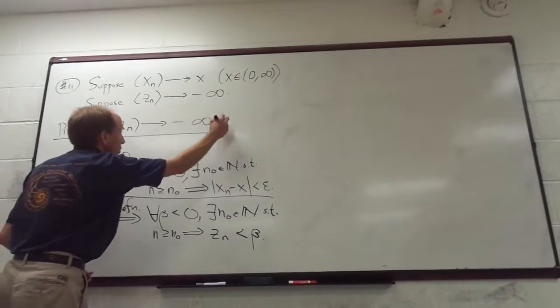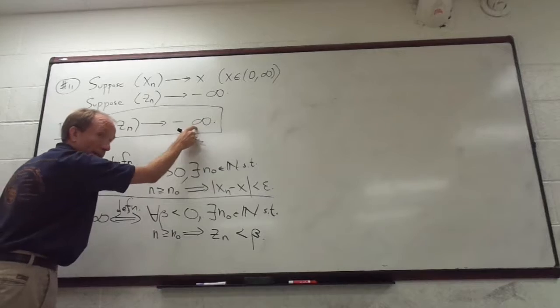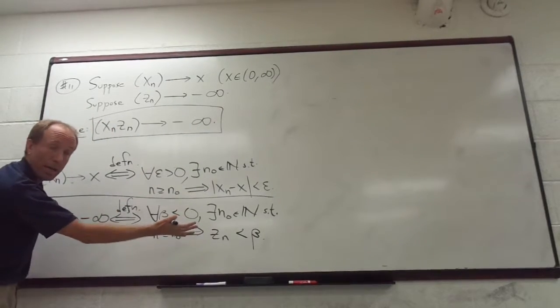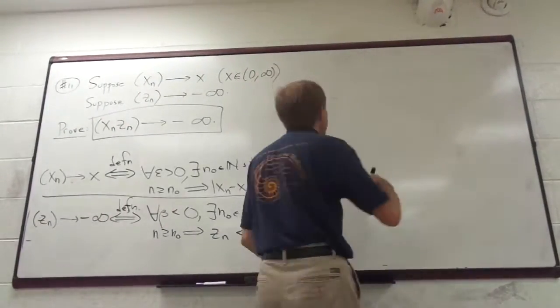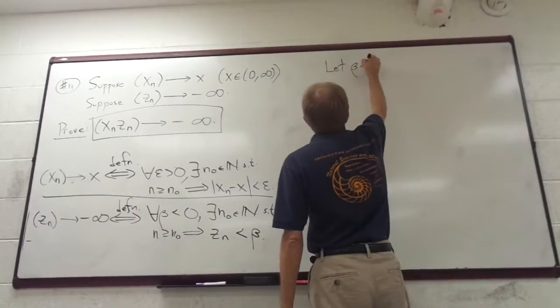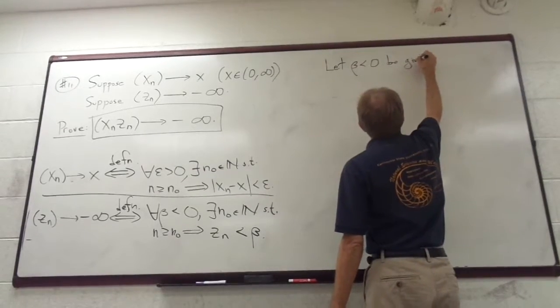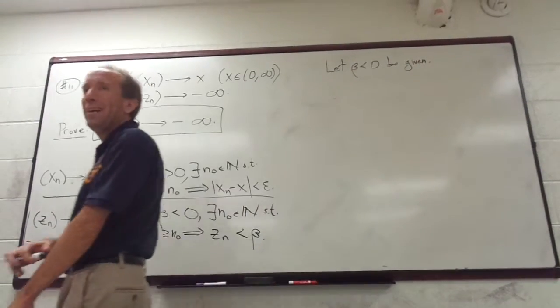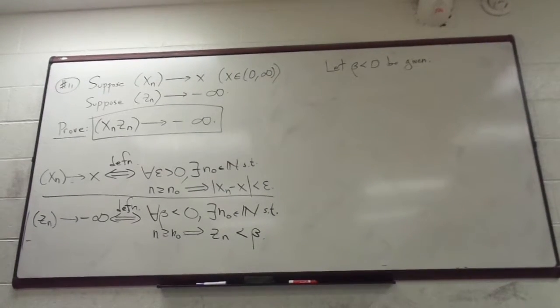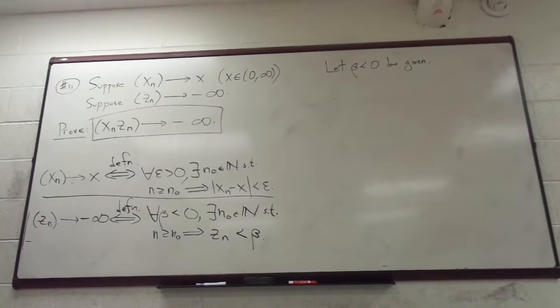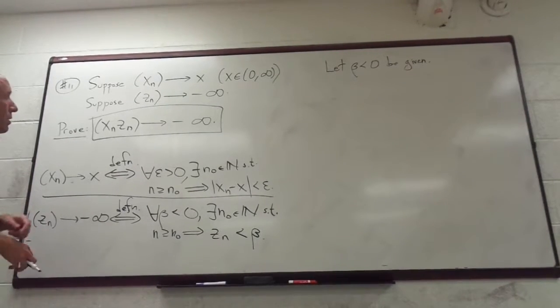I always like to look at what it is we're proving. We're proving convergence to minus infinity, which means we need to look down here. So let beta less than 0 be given. Sounds a little funny to say that. That's what we're looking at here. And our job is to hopefully come up with an n naught such that xn times zn will be less than beta.